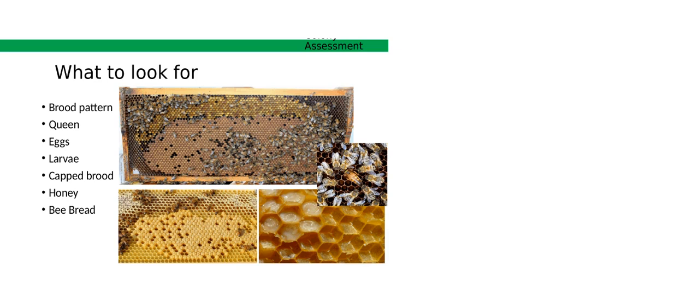And so what I'm looking for, I'm going to look at the brood pattern when I'm going into a colony. We might look for the queen, we might not, depends on the situation. Definitely looking for eggs, larvae, capped brood. You want all stages of life that we just went over. You also want to see honey and some bee bread or pollen coming into the hive.